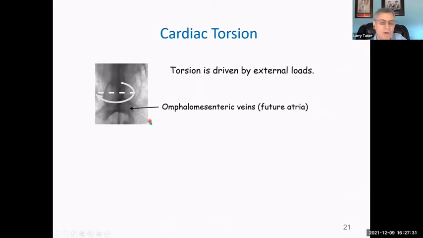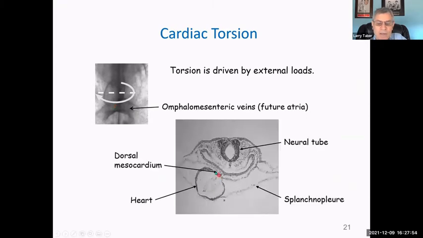Now, if I turn to the torsion problem, we found that, again, bending is probably driven by loads intrinsic to the heart tube, but we've also found that torsion is driven mainly by external loads applied to the heart. Some of these loads are applied by these two omphalomesenteric veins as they push against the bottom part of the heart tube. And this is a cross-section of the embryo showing the heart tube. It's attached to the foregut by this dorsal mesocardium initially, and that constrains the motion of the heart. And then the splanchnopleure is under tension and presses against the ventral surface of the heart tube.